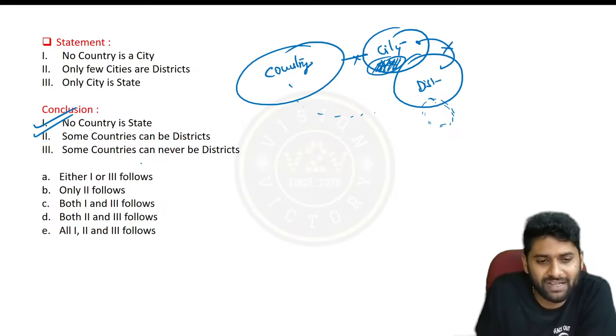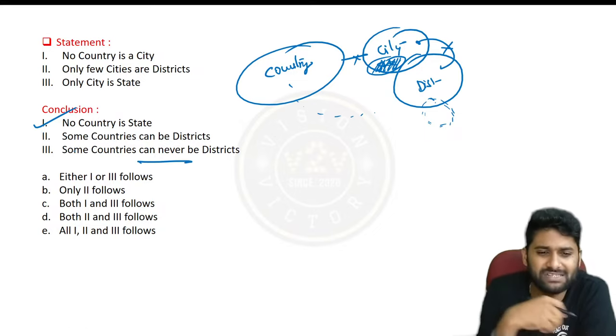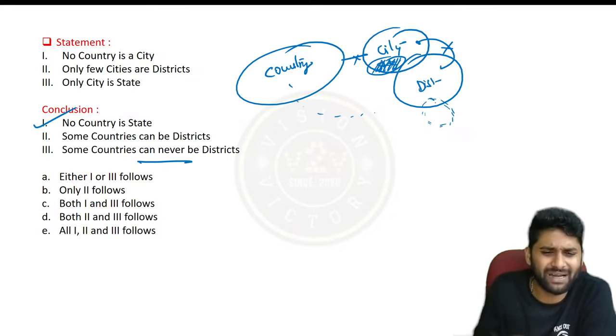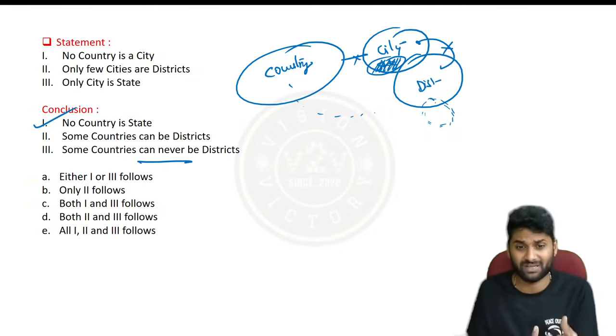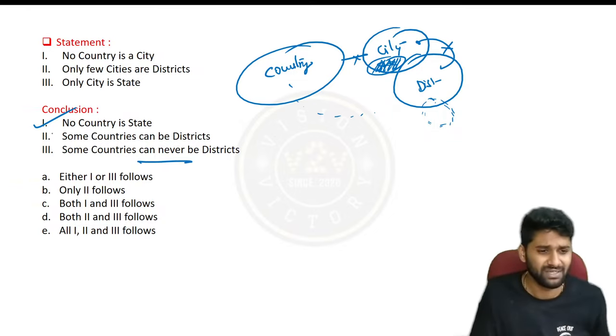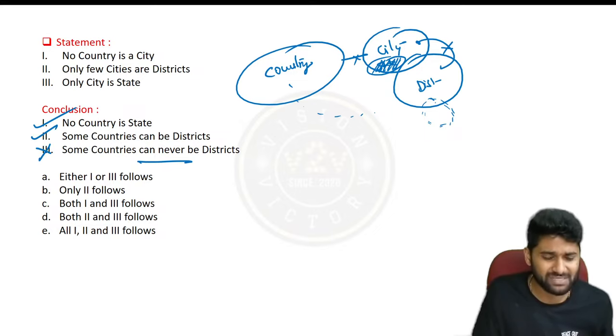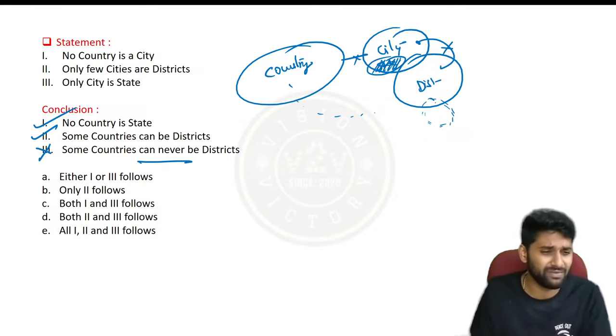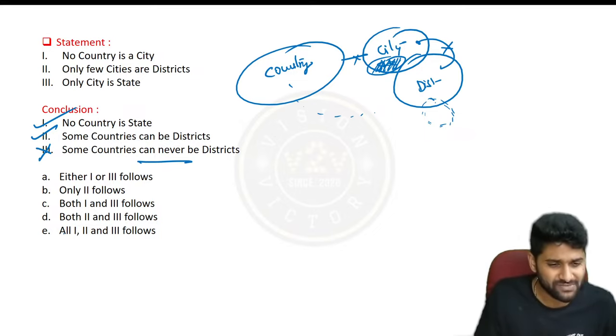Third one, can never, guys, can never. So, conclusion says that some country can never be a district, guys. Yes, some country can be a district. Then how can we say that some country can never be a district? Why? Because all country can be a district. So here all country can be a district, some country can be a district, but here it says can never be, which is not at all possible. That's why conclusions 1 and 2 follow.